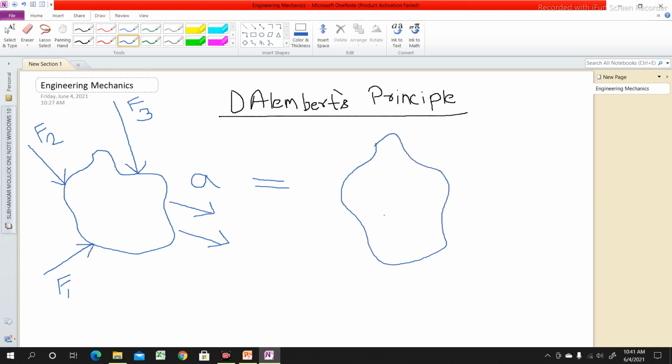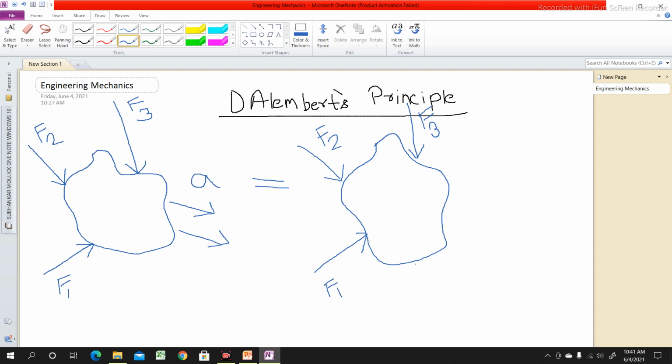This is that same body. On this body, the external force F1 is acting like this, F2 is acting like this, and say F3 is acting like this. Now in order to maintain the static equilibrium of this moving body, according to D'Alembert's principle, you need to apply a force of magnitude m into a in the direction opposite to the direction of motion of the body.